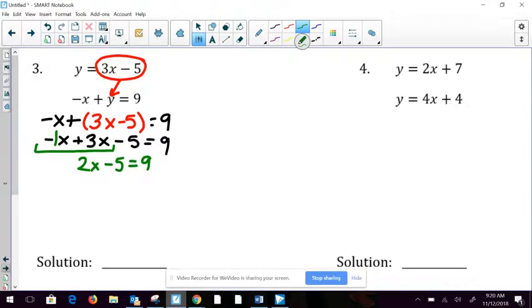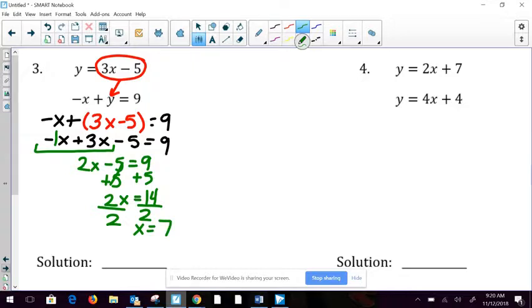From there, I know you got this. We're going to add 5 to both sides. Good. So I have 2x is equal to, what is 9 plus 5? 14. Final step, divide them both by 2, and x is equal to 7.